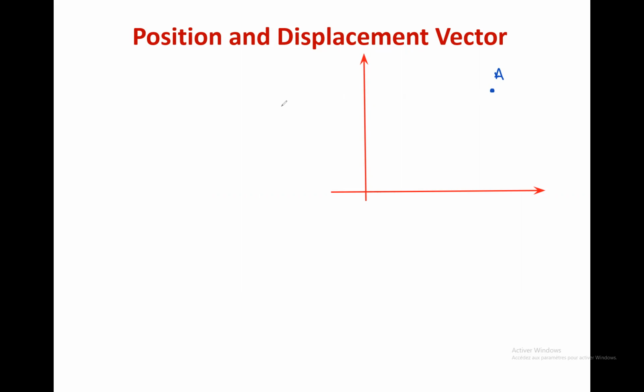A point A, to find the position vector of this position, it's denoted by RA. Geometrically, it's a vector between the origin to the point. Here I have O, Y, and X. RA is the position vector.